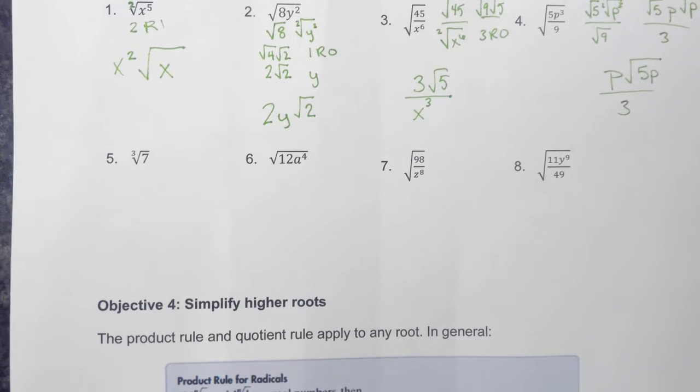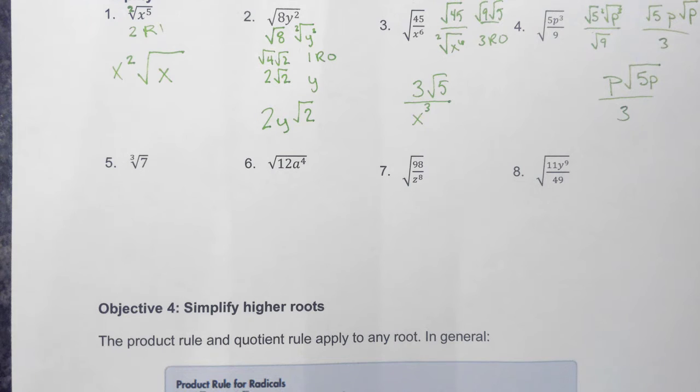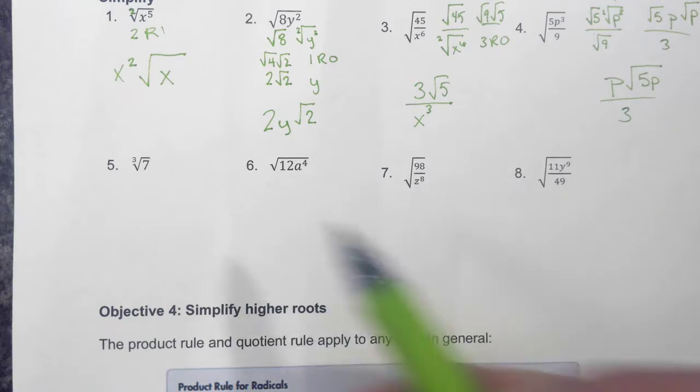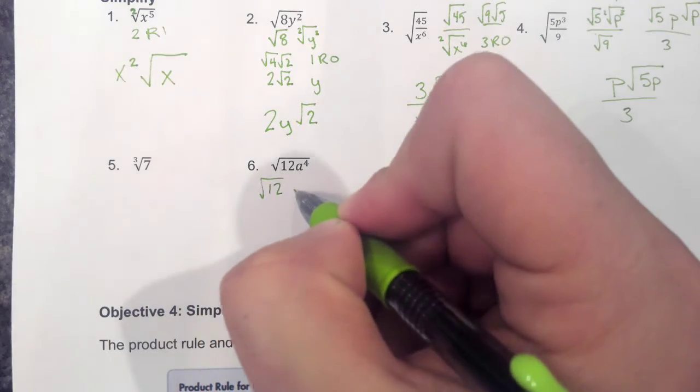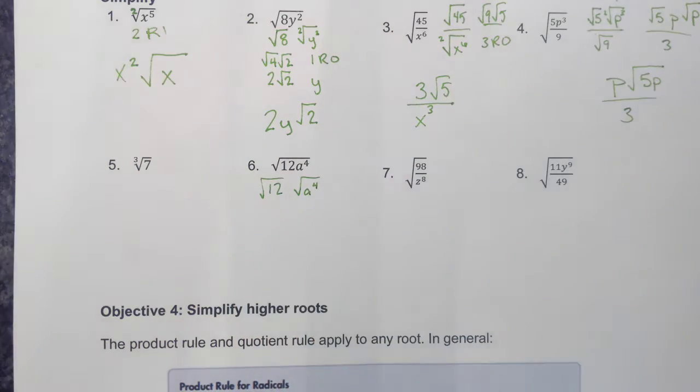Number 5, I think, is a typo. Cube root of 7 doesn't simplify. I don't know why I put that. Sorry. Let's look at 6. Separate it into the pieces. So I've got the square root of 12 and the square root of a to the 4th.